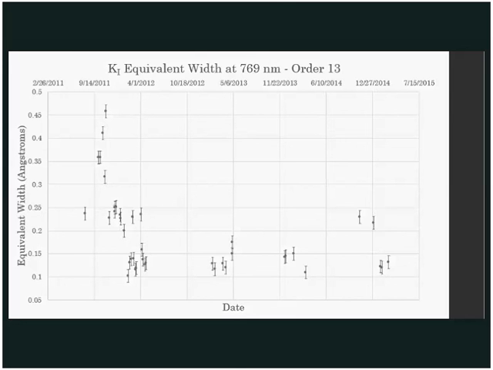And on this graph, when did the eclipse end? The eclipse ended in May 2011, so somewhere in here. Oh. So this is September, which is well after the eclipse ended.